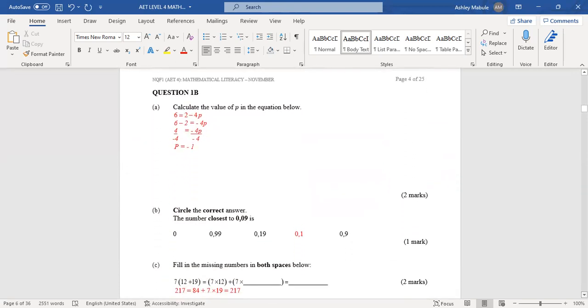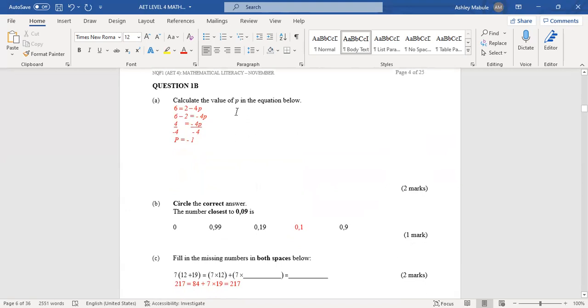And then question 1B says calculate the value of p below. So what you're going to do here is first take 2 and move it to the other side of the equal sign. Remember, it becomes negative now. So 6 minus 2, and then here you're left with minus 4p. So 6 minus 2 is 4 with minus 4p. And then you're going to divide by 4 in order to remain with the p. And then 4 into 4 is minus 1. So p will therefore be minus 1.